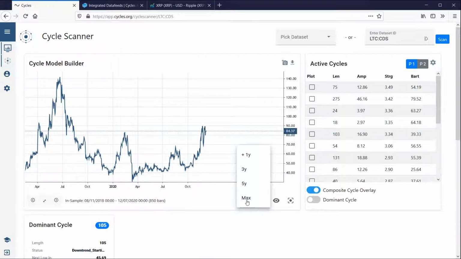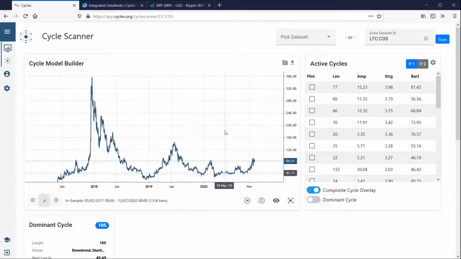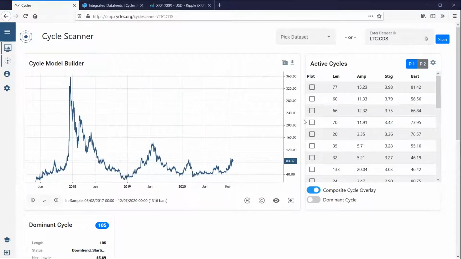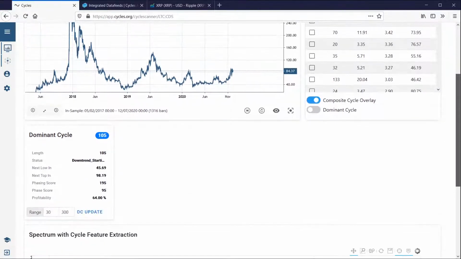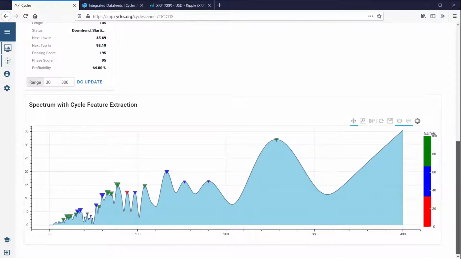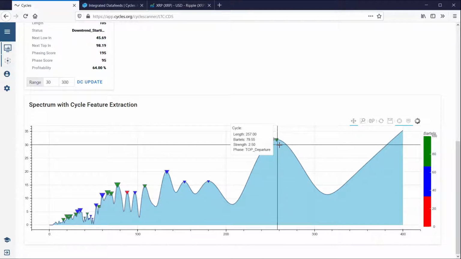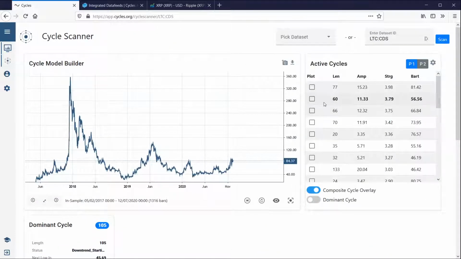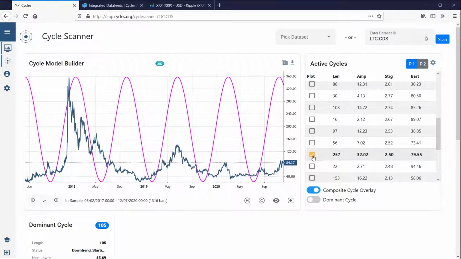Yeah, we have actual data. I will also use the full set of 5 years here. So let's first review the spectrum for this instance. Also again, 257 would be the first one I would pick here. So 257, here we go.